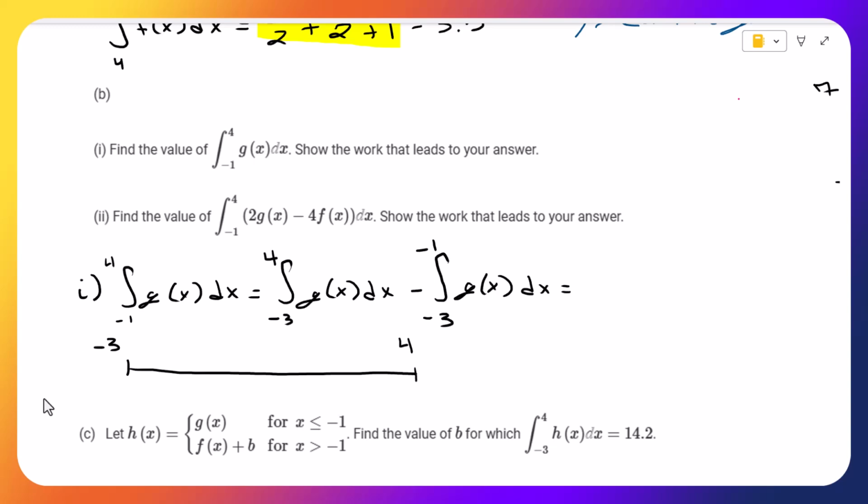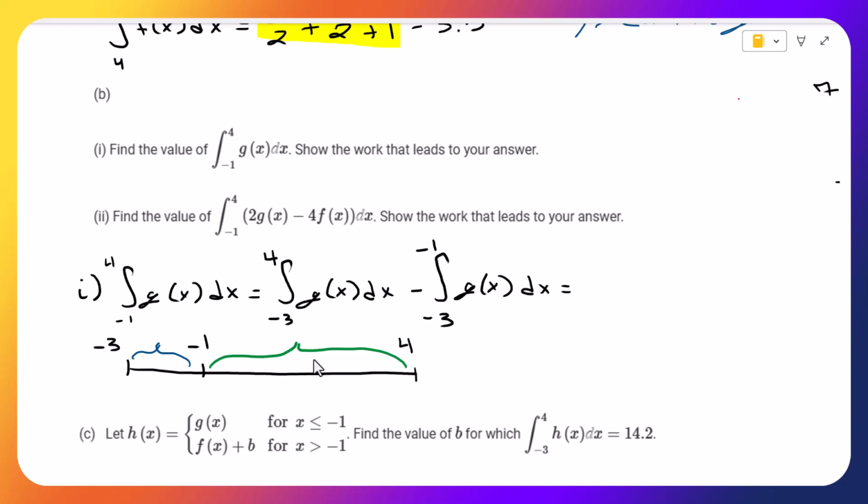So what we need to take away is this part right here, which is that integral from negative 3 to negative 1. So that's a visual representation of what we're doing: we are taking our whole integral, our big integral, which is this one right here. This is our whole, and we're taking away a piece of it. Sorry, it wasn't syncing properly. Taking away this piece to leave us only with this green piece, which is what we want.